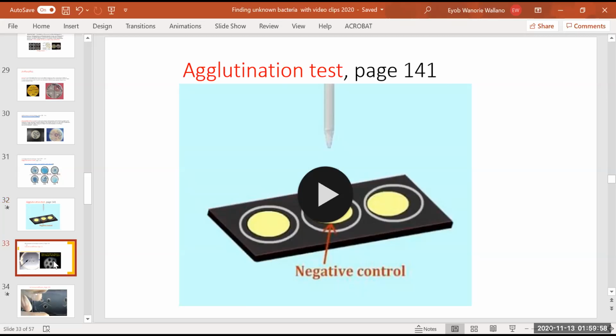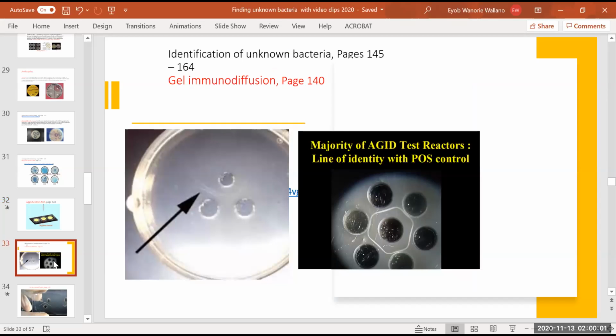I have it here now, gel immunodiffusion. It is like agglutination also. Why? Here in gel immunodiffusion, immunological, we are using antibodies. Look now. On one side, there is antigen. On the other one, it is antibody. Here, antibody and then antigen, making precipitation between. Very beautiful. Isn't it interesting?